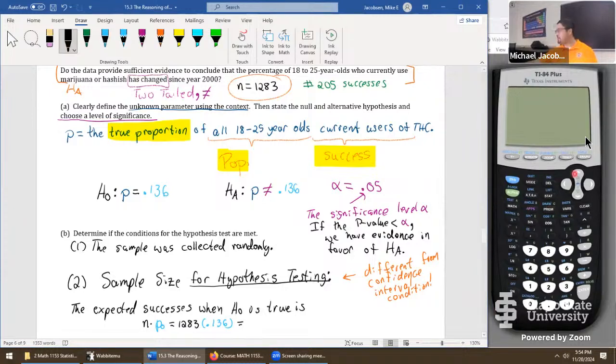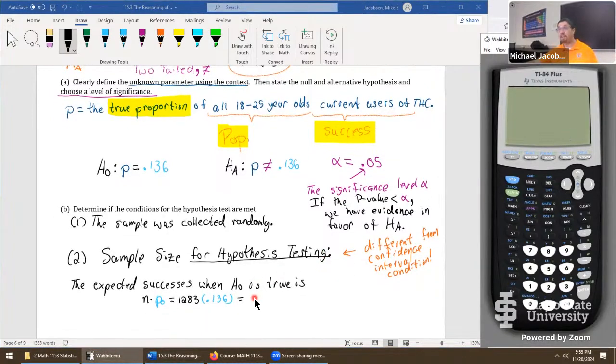That definitely looks like it meets the benchmark, but for the sake of credit, we have to say what this number is. So 1283 times 0.136. So we get 174.488. Now here's a weird thing. Even though it's a decimal number, we keep that decimal number. Seems weird because in the actual sample, you can't have 174.4 successes, right?